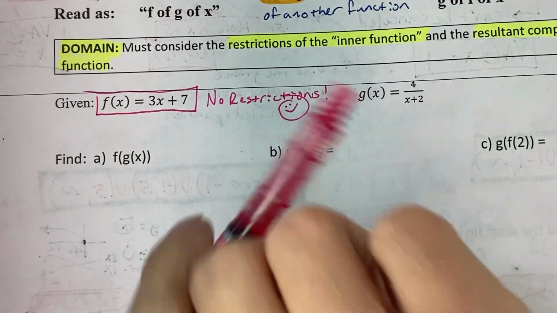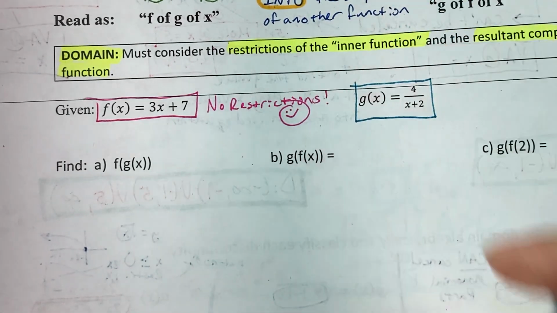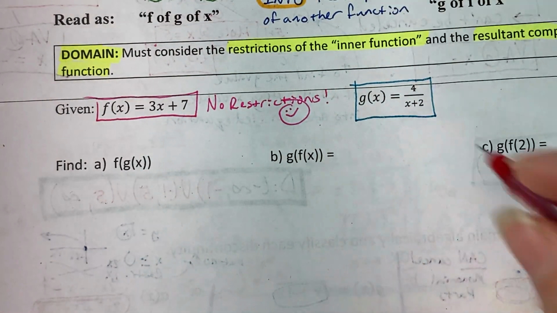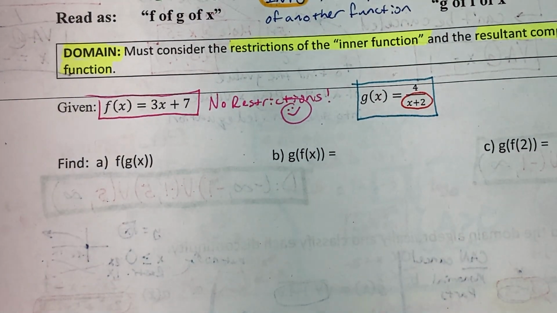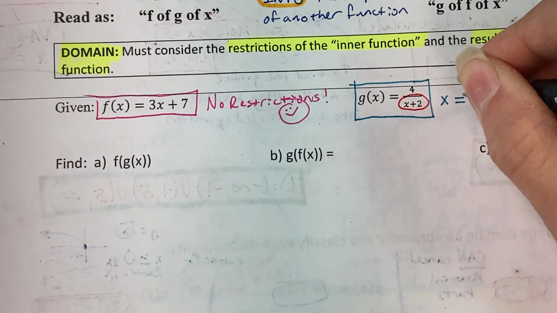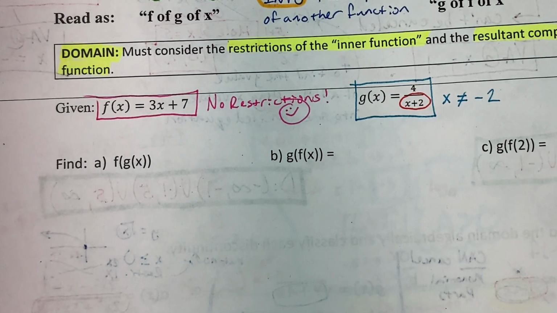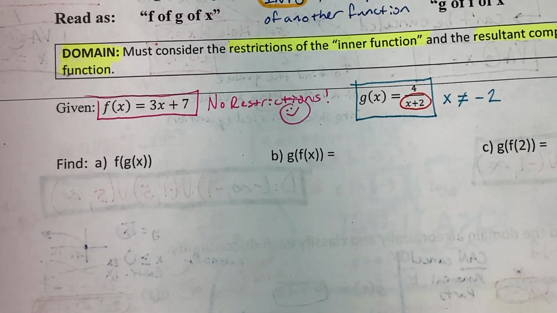Now, if I look at my g function, does this function have any restrictions? Yes. Remember, anytime I have a denominator with a variable in it, there's always going to be something that makes this dividing by 0. So looking at that denominator, the restriction I have is that x cannot be equal to -2. So that's my foil in the microwave that would make this function undefined.